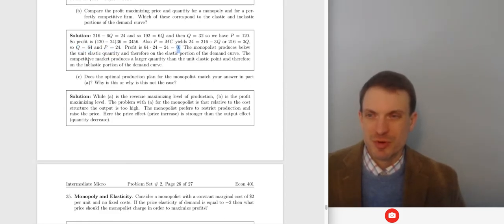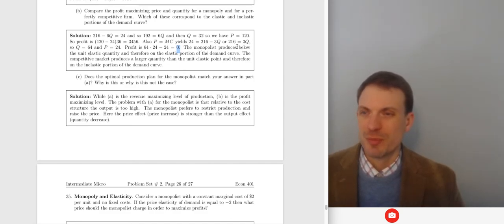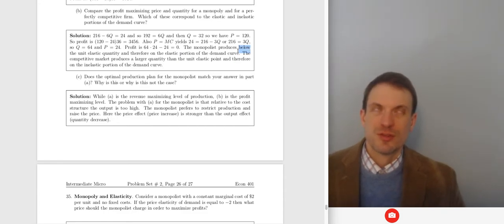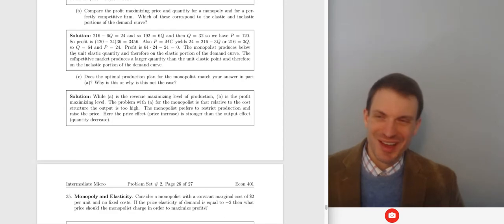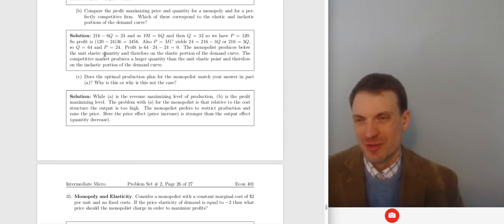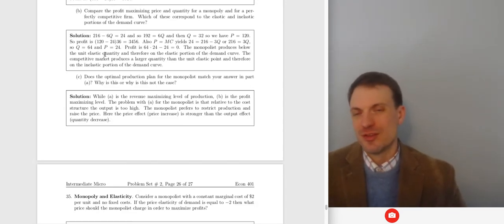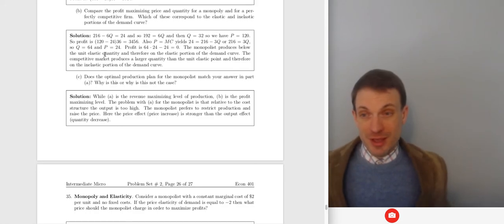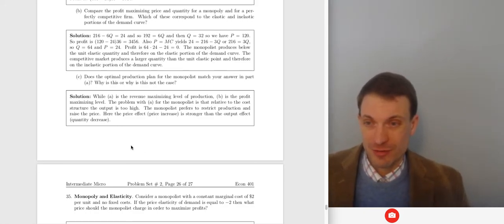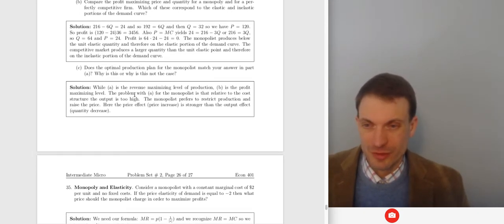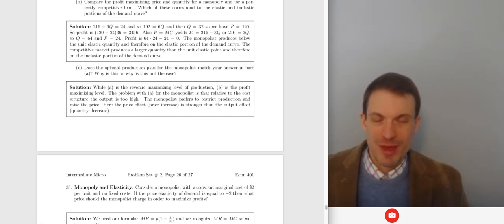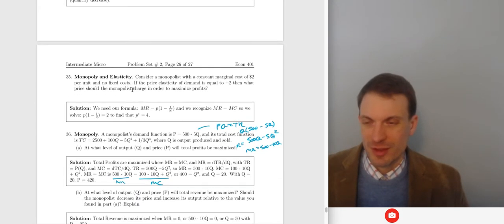So the monopolist produces below the unit elastic quantity, below the midpoint. The monopolist produces a quantity lower than the unit elastic quantity, higher on the demand curve, on the elastic portion of the demand curve. The competitive market produces a larger quantity than the unit elastic and the monopoly, and therefore on the inelastic portion of the demand curve. This doesn't match the first part because the first part was revenue maximizing. Now we're interested in profit maximizing.